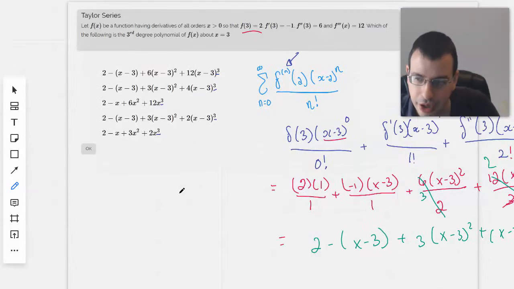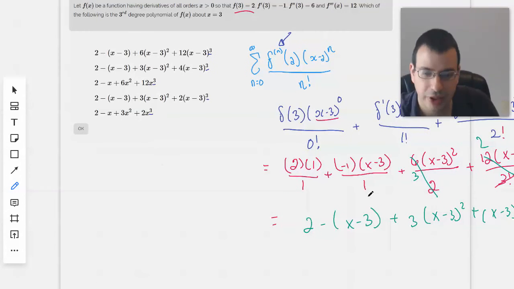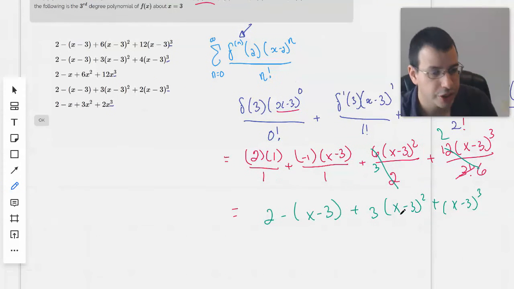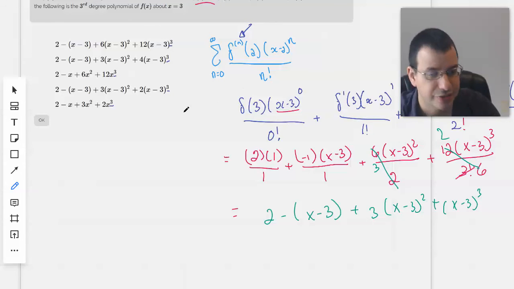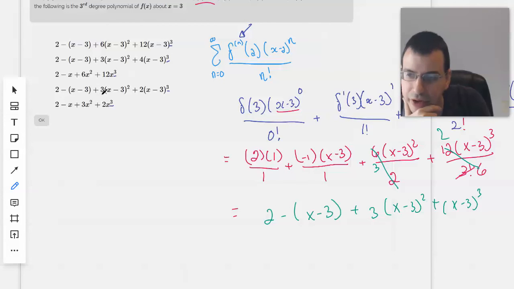Now it looks like they're okay with leaving the 2 and the 3 separated. We could take the x minus 3 squared and FOIL that and expand it out more, but they're not asking for that, so we're good. So we got a 2, a negative, a 3, and a 2. This looks like the one right there. The others are wrong.